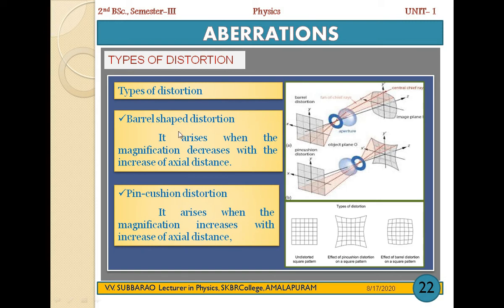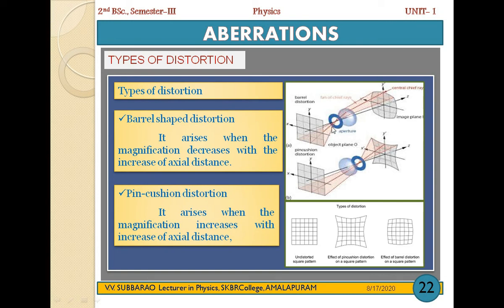Barrel shaped distortion arises when the magnification decreases with the increase of axial distance. Let us observe this case. Suppose this is the aperture lens used, and the various points on this plane square will be at different distances. This is the axis point, and suppose these 4 points will be at minimum distance and these 4 corner points will be at a longer distance.